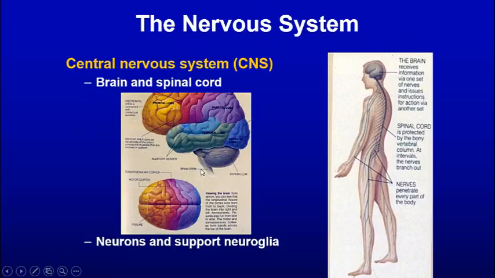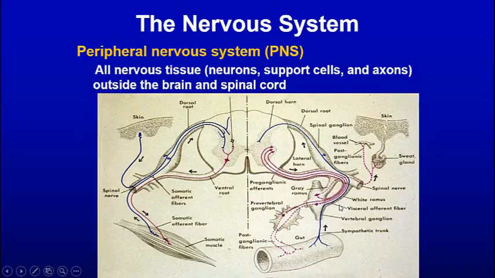So the central nervous system, the brain and spinal cord, contains the neurons, which are the cell bodies with the axons and dendrites, and the supporting neuroglia that are located in the brain and spinal cord. And then the peripheral nervous system is everything outside the spinal cord and outside the brain.